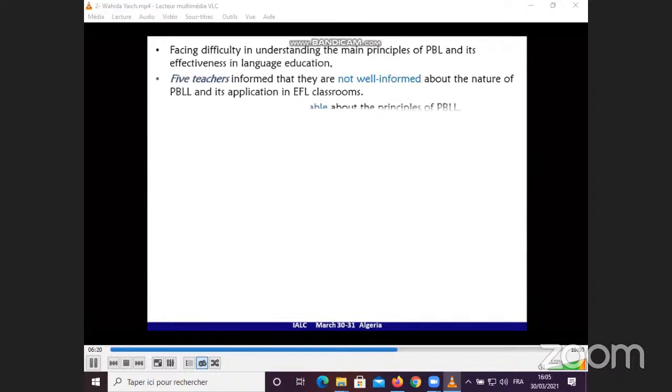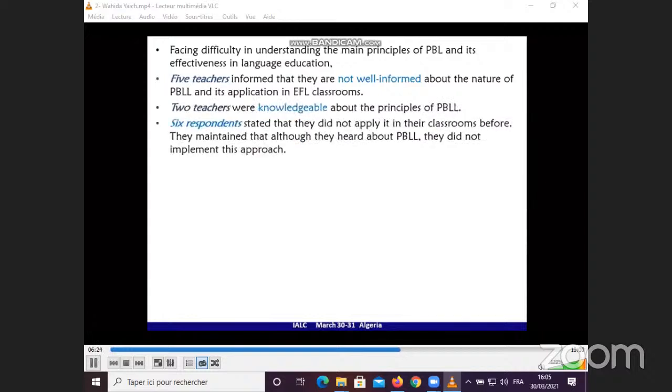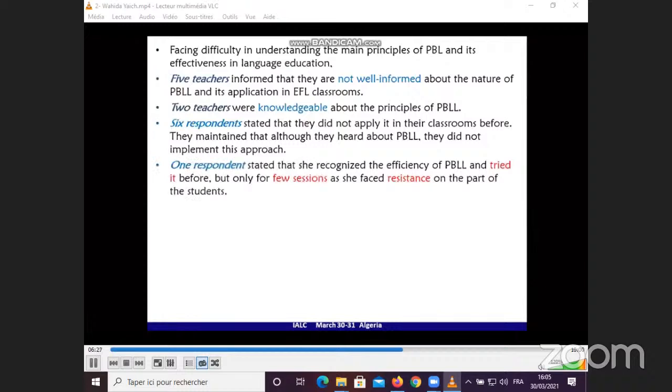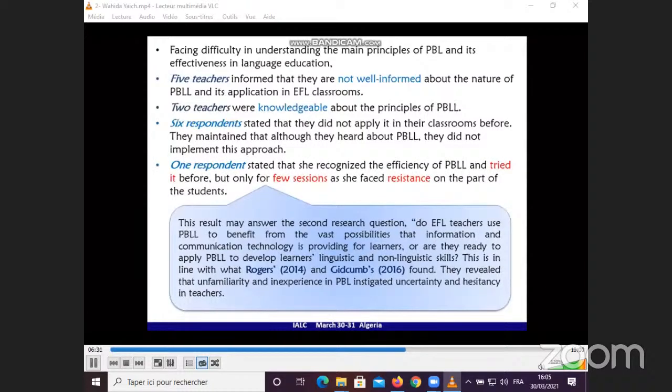Facing difficulty in understanding the main principles of problem-based learning and its effectiveness in language education, 5 teachers informed that they are not well informed by the nature of problem-based learning and its application in EFL classrooms. 2 teachers were knowledgeable about the principles of problem-based language learning. In another question, 6 respondents stated that they did not apply it in their classrooms before. However, 1 respondent stated that she recognized the efficiency of problem-based language learning and tried it before, but only for few sessions, as she faced resistance on the part of the students. This result may answer the second research question, that is, do EFL teachers use problem-based learning to benefit from the vast possibilities that information and communication technology is providing for learners?